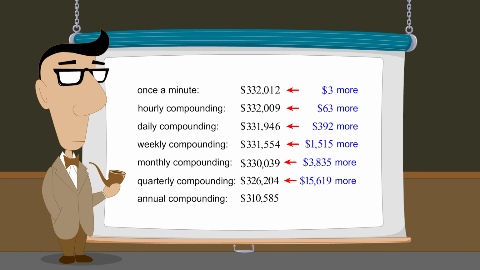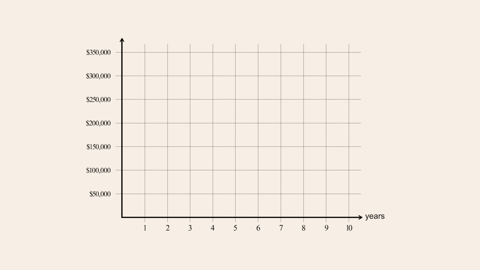This is easy to see with a graph of principal versus time for several different compounding periods. Graphing the growth of the $100,000 principal over 10 years with annual compounding, we see that each year the principal grows at an accelerating rate, ending up with an accumulated principal of over $310,000.